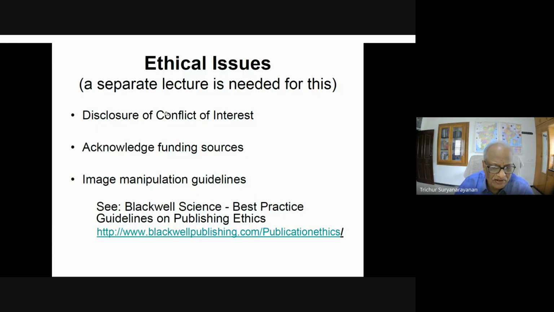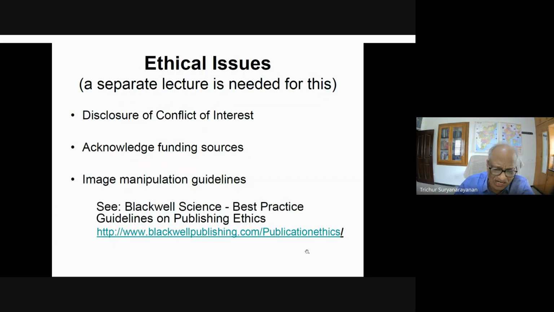Ethical issues, as I told you, a separate lecture is needed for this, or you can refer to the net. There are many examples of this. You should always explain the disclosure of conflict of interest, acknowledge the funding source, and when you are doing some image manipulation, microscopic slide, if you get a photomicrograph and you want to publish that of yours, and you think that changing the contrast or brightness would be better, now you are manipulating the image. But you should do that for the entire photograph, not for one portion which you are interested in. That is unethical. You can see Black Hole Science's best practices guidelines on publishing ethics.